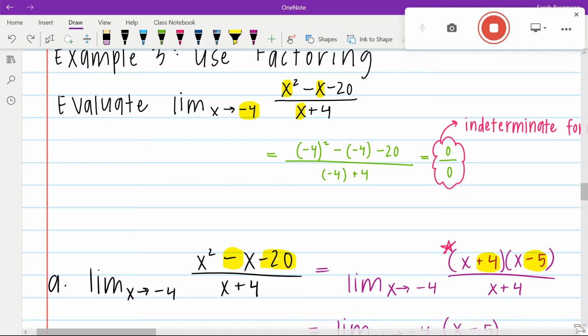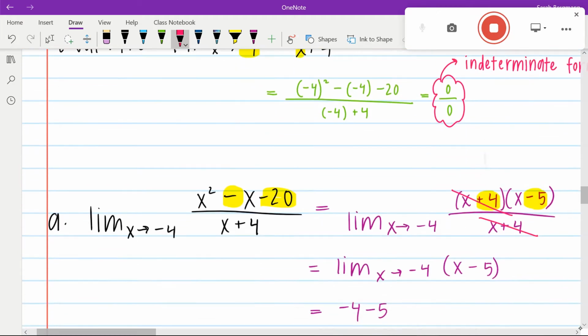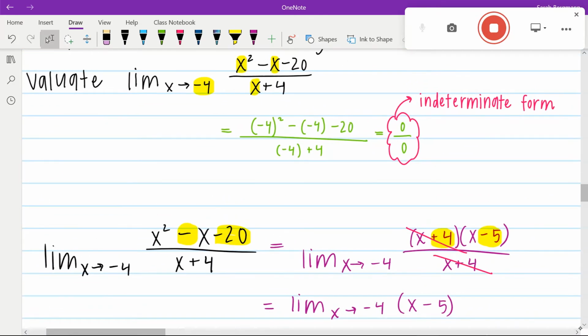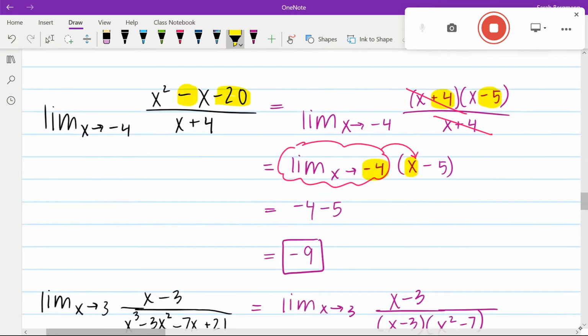So for this one, we can cancel out the factor x plus 4. So we'll cancel that out, and we're left with the limit as x approaches negative 4 of x minus 5. Make sure you always keep writing down the limit until the final answer when you're actually plugging in the number. So now we can go ahead and plug our number in. So now it's just like example 1. Our c value is negative 4. We're going to plug that in for our x, our variable. So we get negative 4 minus 5. So the limit is negative 9.